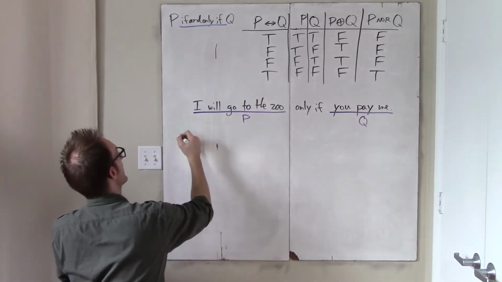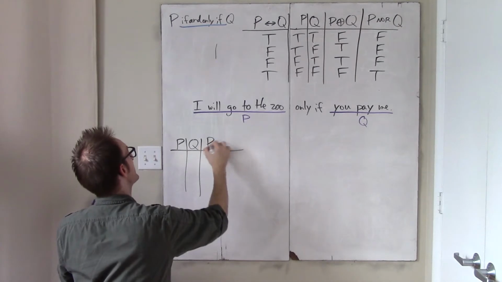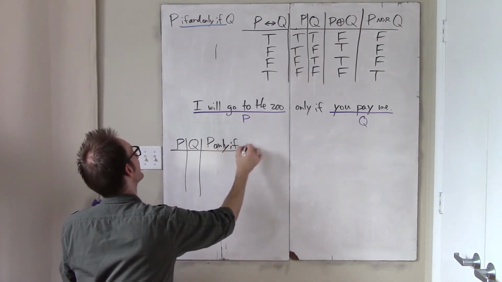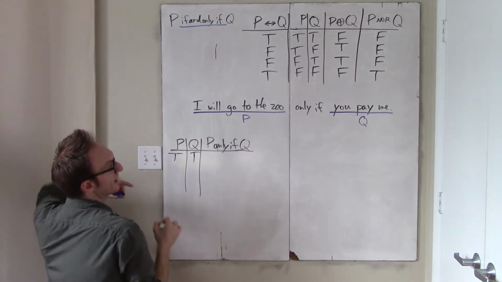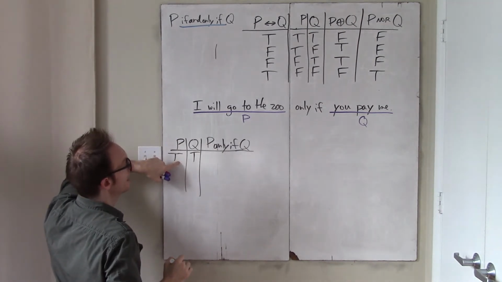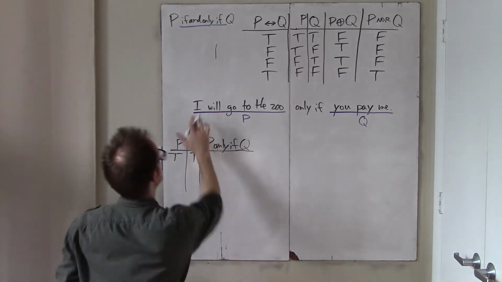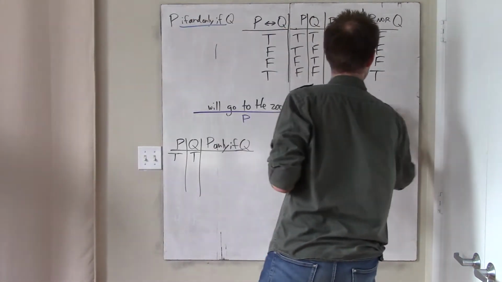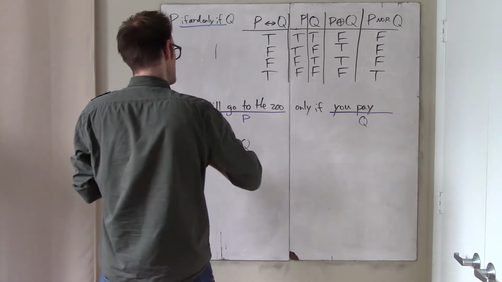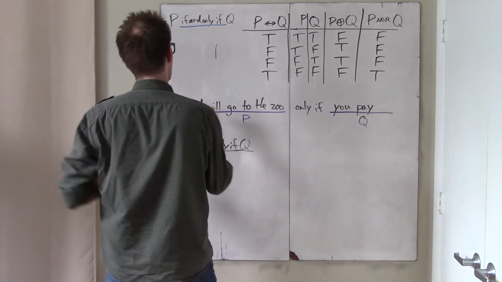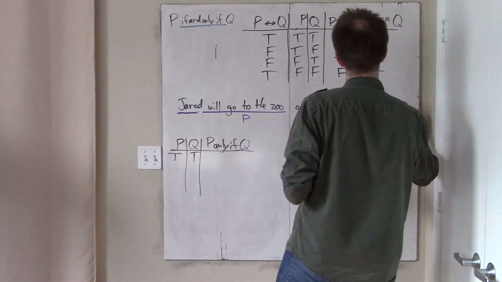So okay, we do it. Man, I guess I'm just doing this all over again. Okay, so P, Q, and here is P only if Q. Okay, well, what happens if you make this promise and then, let's get a name in here. So Jared, just a generic name. Jared will go to the zoo only if you pay him. Okay, I was running into some pronoun issues there.